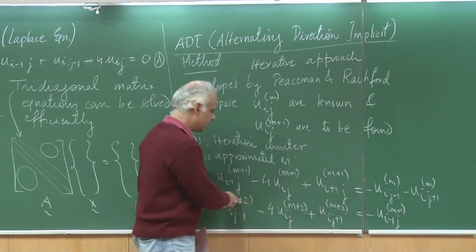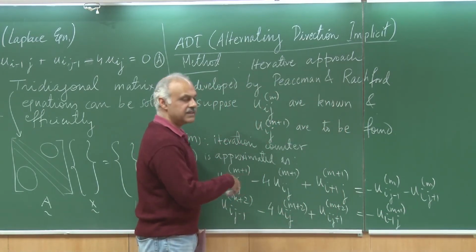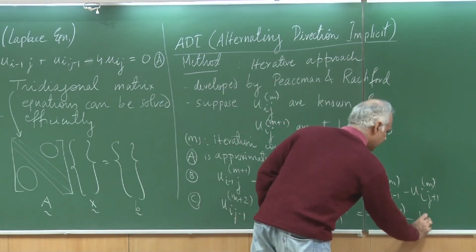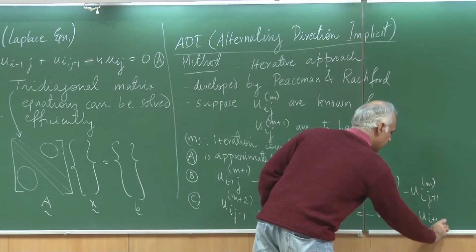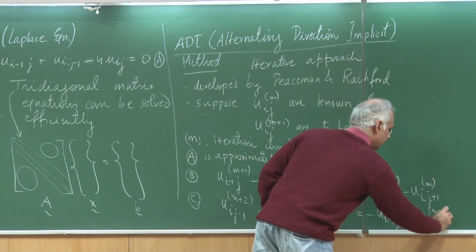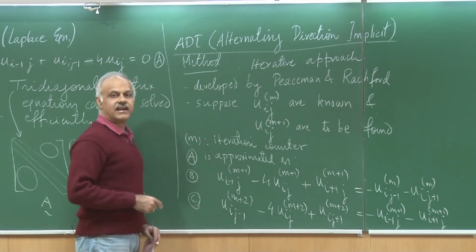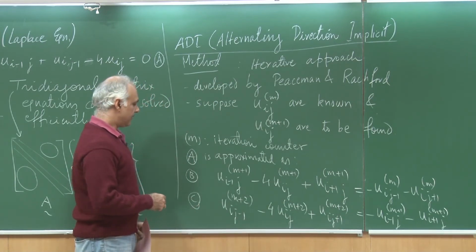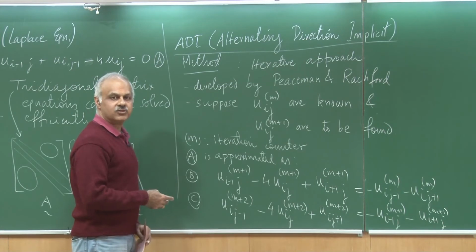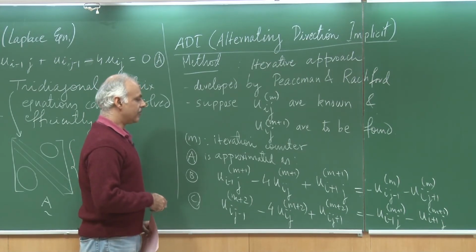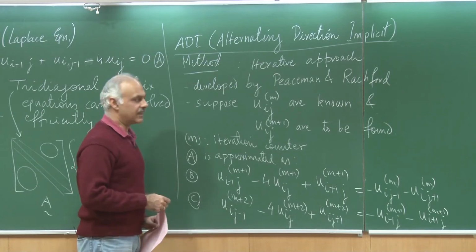So, I am at the iteration level m plus 2, which means m plus 1 is the earlier iteration, and similarly u i plus 1, j at m plus 1. Okay. Again I have a tridiagonal system. And then I repeat this. So, I keep alternating between rows and columns, and hopefully I would converge to the correct solution.